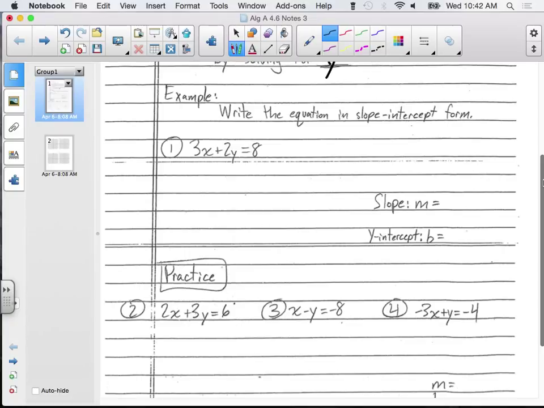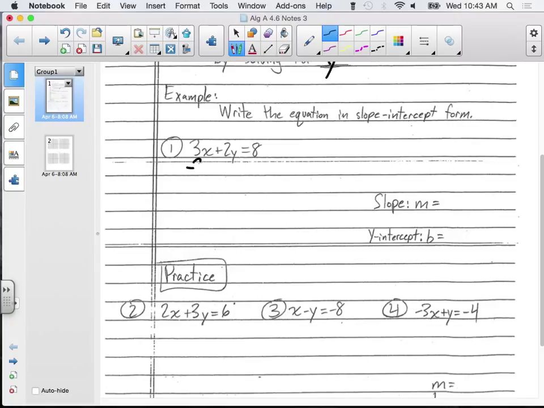First problem we have is 3x plus 2y equals 8. Is that written in slope-intercept form? No, it isn't. So, in order for us to get any equation into slope-intercept form, we have to solve for y. So how would we go about doing that? How would we solve for y? Divide 2 by both sides. Or you could subtract 3x from both sides and get 2y equals 8 minus 3x.